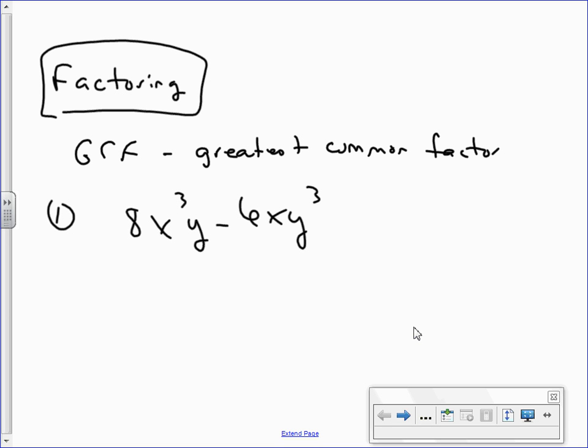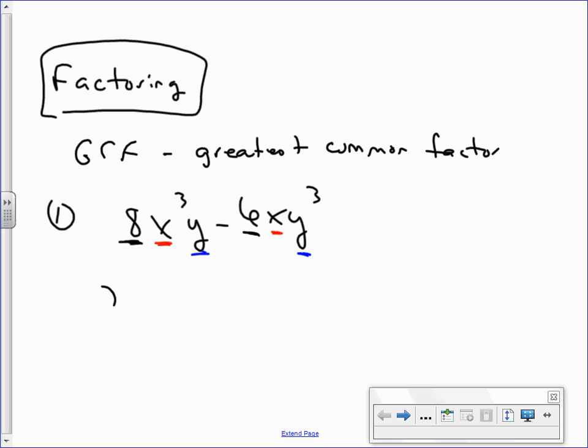All right, this is a binomial. It's got two terms, and each of the terms is composed of different kinds of factors. There's a numerical factor here, there's a factor that contains x's, and there's a factor that involves y. And we're going to look at those each separately. So what we're looking for is the single largest value that divides evenly into 8 and 6 with no remainder. In other words, what's the greatest common factor for 8 and 6?